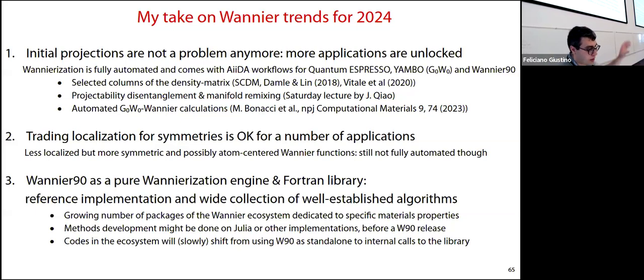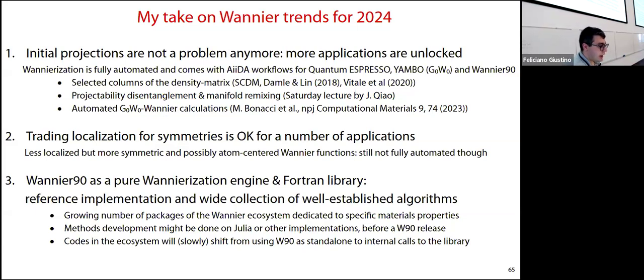Okay, so one method is the SCDM method, and that is available in Quantum ESPRESSO and Wannier90. There is a more sophisticated method, projectability disentanglement and manifold remixing, which will be discussed by Junfeng. And as I mentioned, we have extended this also to GW calculations. So you also find automated workflows to do Wannier interpolation of GW band structures.